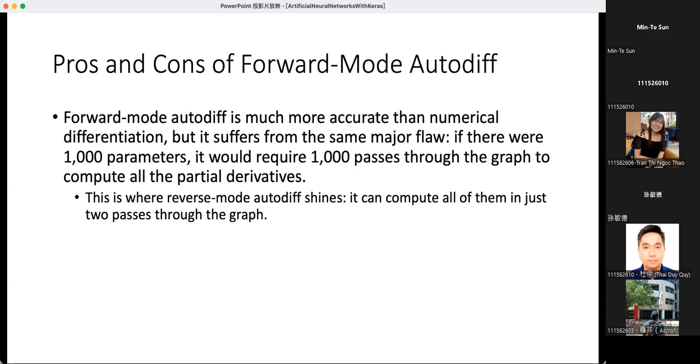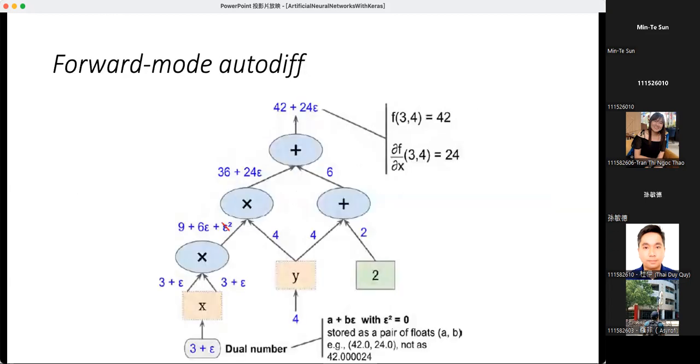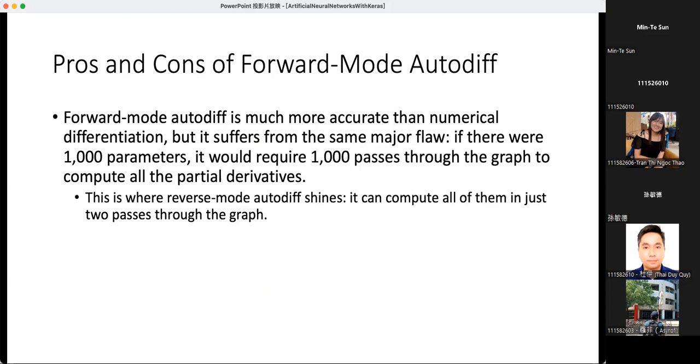But there's still an issue. You don't need a lot of different trees for symbolic differentiation when we evaluate different partial derivatives. But regardless, for one partial differentiation, we need to pass through this tree once. So if we have 1,000 variables, then we need to go through this tree 1,000 times, right? So this is still inefficient.